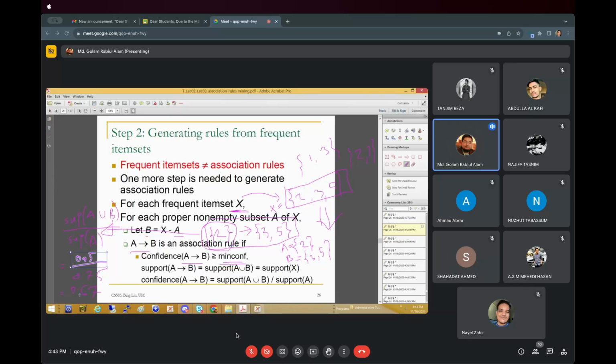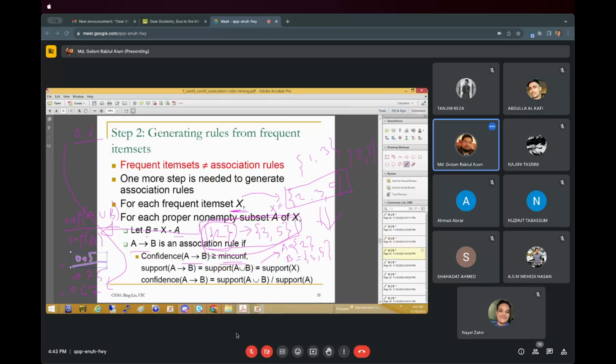Okay, 0.67. So if we consider the minimum confidence, like maybe 0.6 or something, the confidence threshold is 0.6, then it will pass that threshold, 0.67. That means in that case, we can say that this rule is selected as our association rule. So similarly, we can generate several.